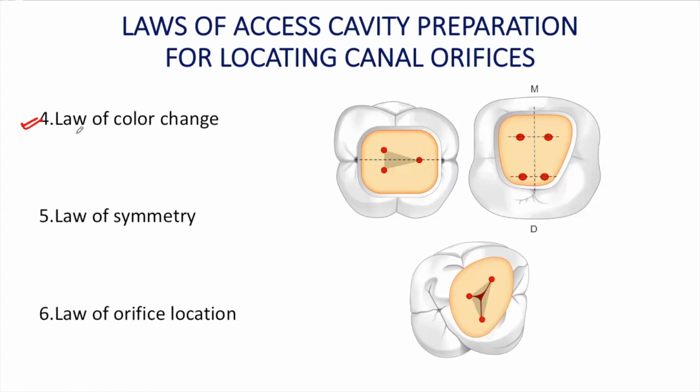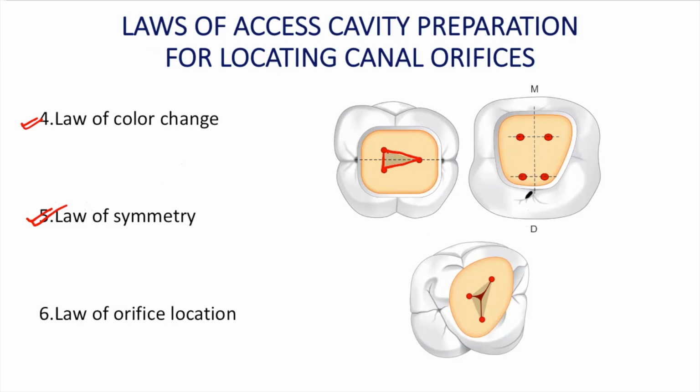What does it mean? It means the color of the floor of the chamber is darker than the cavity walls. This floor of the chamber is darker than the cavity walls. Fine. Then is the law of symmetry. Except for the maxillary first molar, the canal orifices are equidistant from a line drawn mesiodistally throughout the pulp chamber.